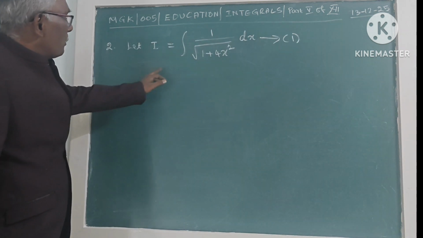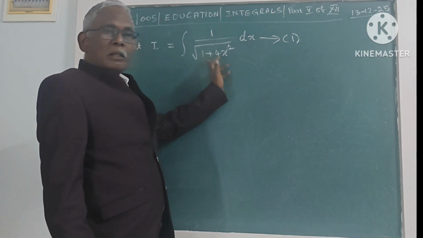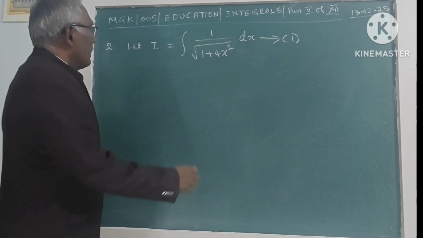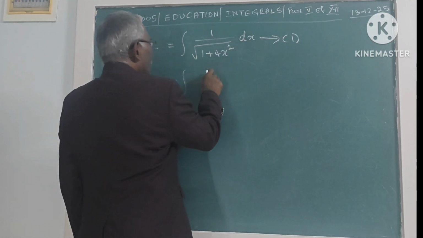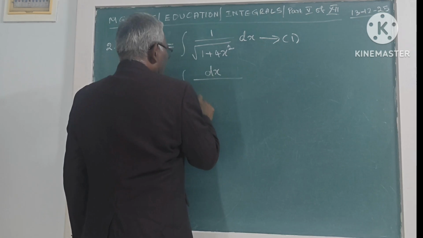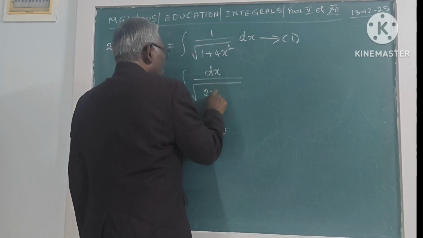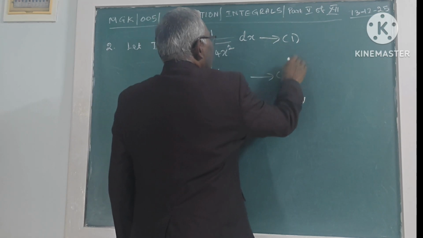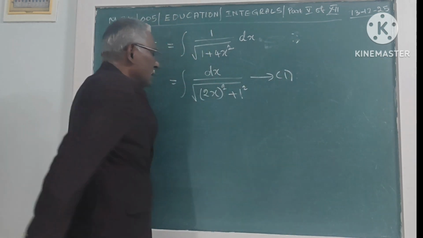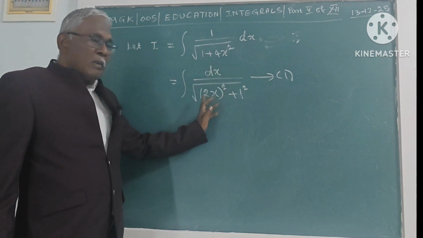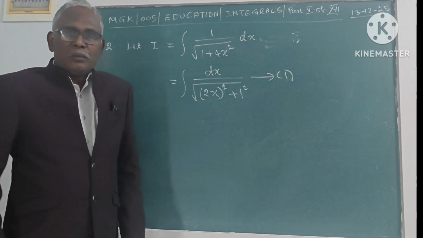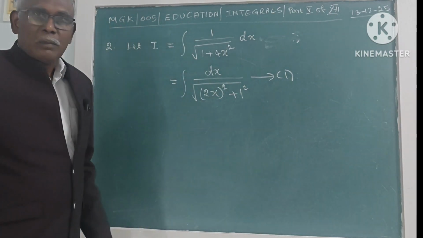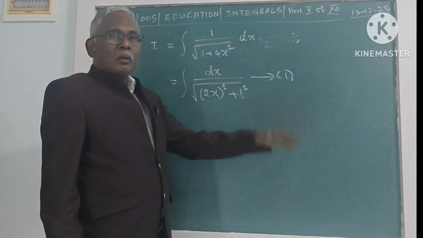Now solve this integration problem: integral dx by square root of 1 plus 4x square. We will write 4x square as 2x whole square. So we can write integral dx by square root of 2x whole square plus 1 square. We call this as I. But for integral dx by square root of x square plus a square the formula is there, while for a multiple of x we cannot use that formula. So we have to take 2x as y.